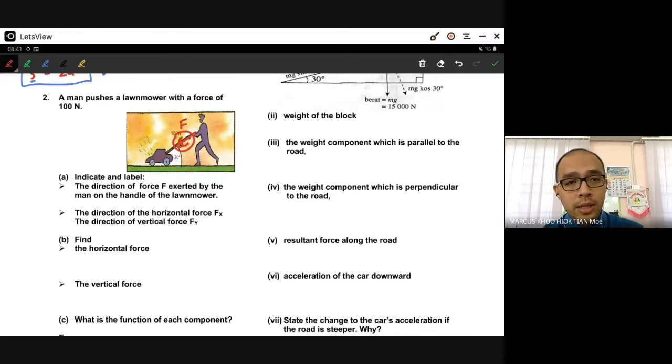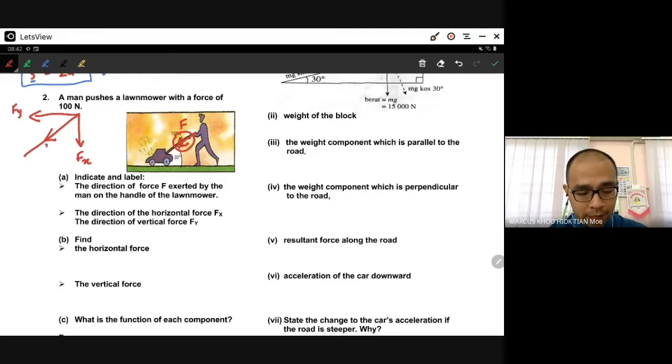As I said before, we need to consider the direction of the force. If the direction of the force is like this, what are the 2 directions that cause it to go this way? It will be downwards and leftwards. So this downwards is the vertical force, Fy, and this leftwards is the horizontal force, Fx. This is the F.